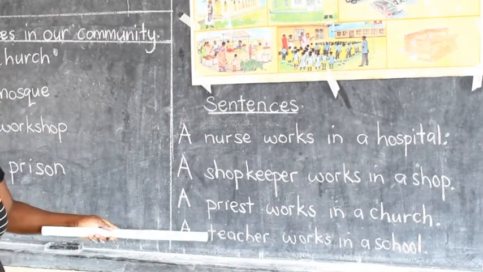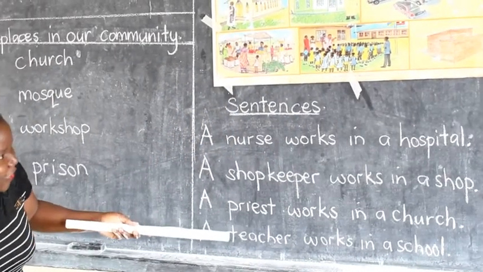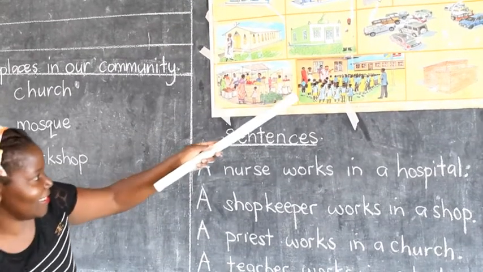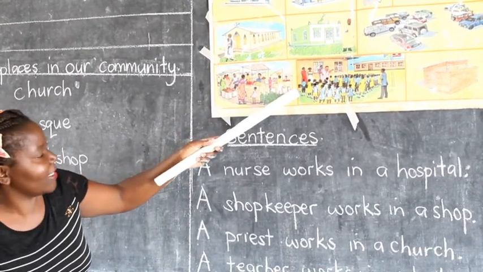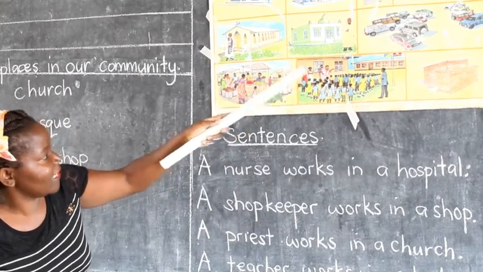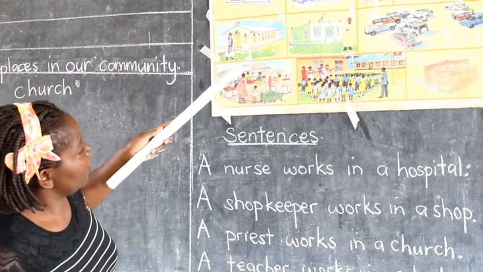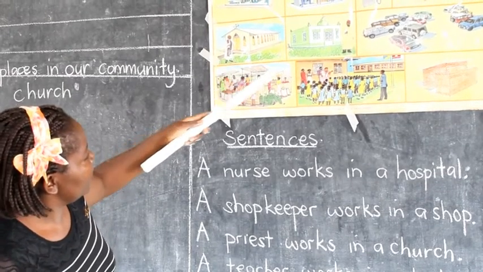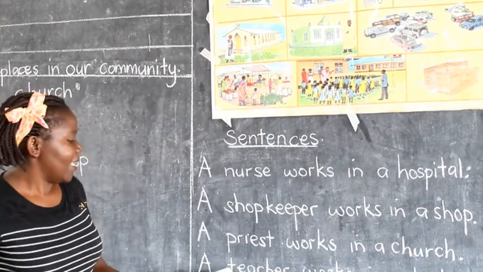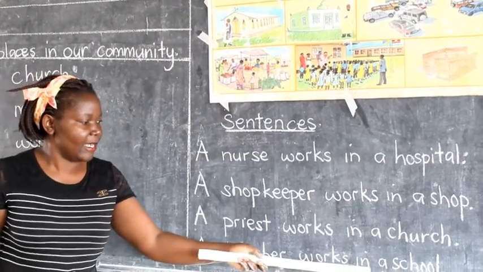A teacher works in a school. Who has seen a teacher in a school? Up there on our chart. Here it is. So we have a teacher. There are so many teachers in this picture. How many teachers can you see? 1, 2, 3, 4, 5 teachers. So a teacher works in a school.